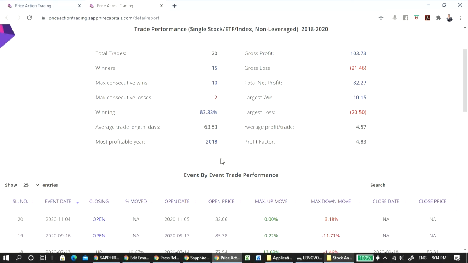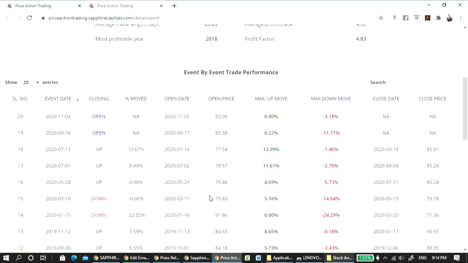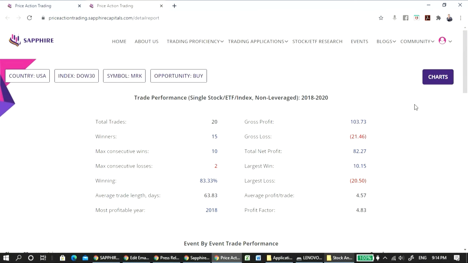So this completes our detailed report. So you look at the 2 tables and then this table, for you to have a very detailed insight of how the trade performed or the stock performed in various price action events. Let's look at the charts now. If you do the charts, click the chart button.